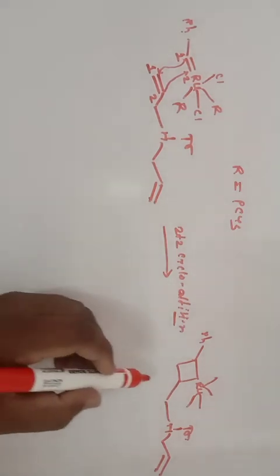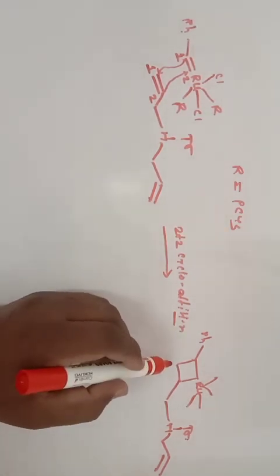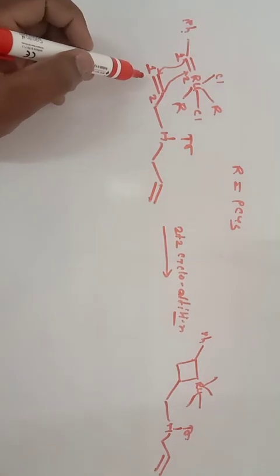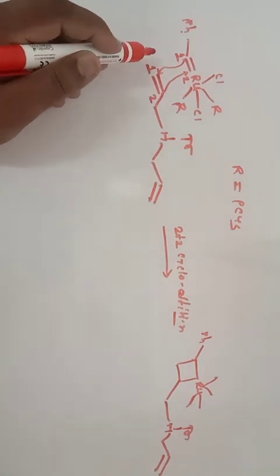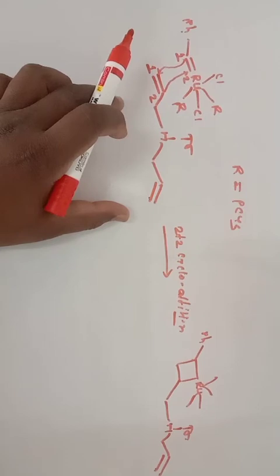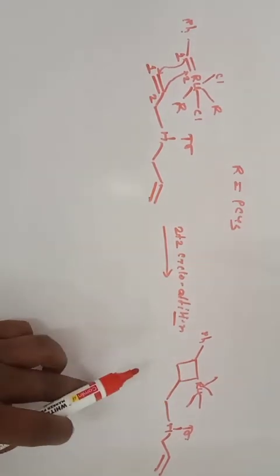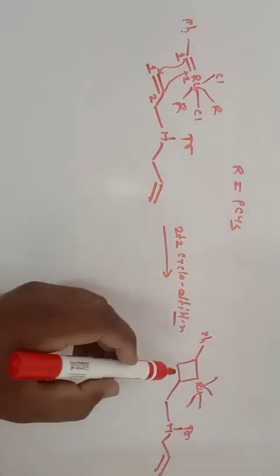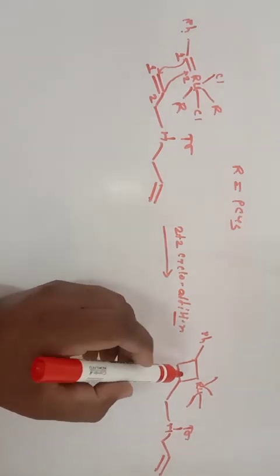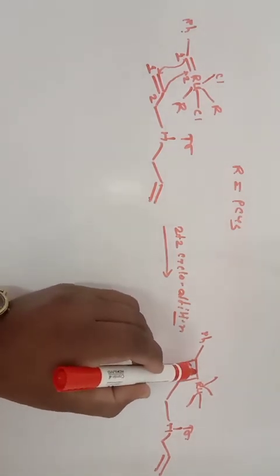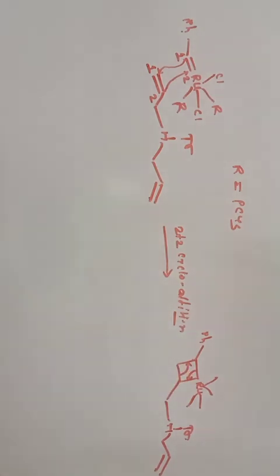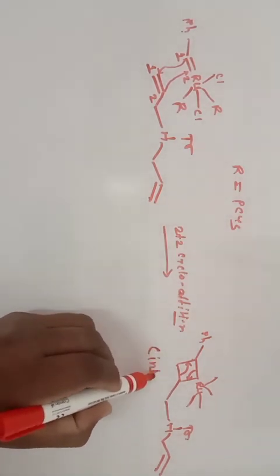So what you get here, this is your intramolecular. If you consider the first step is 2 plus 2 cycloaddition, and then there is an intramolecular metathesis reaction, meaning the new bond is formed. So in this case this bond is shifted here, this bond is shifted here, and the new bond is formed.